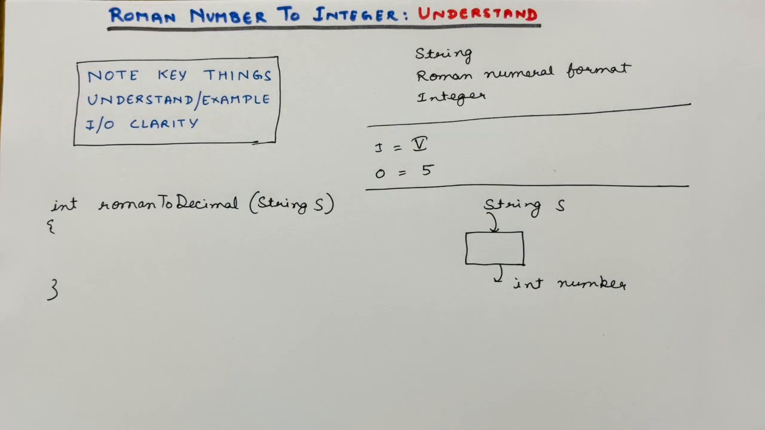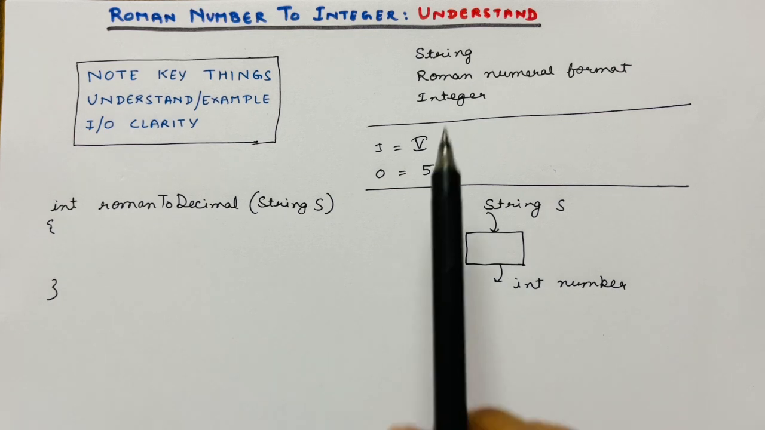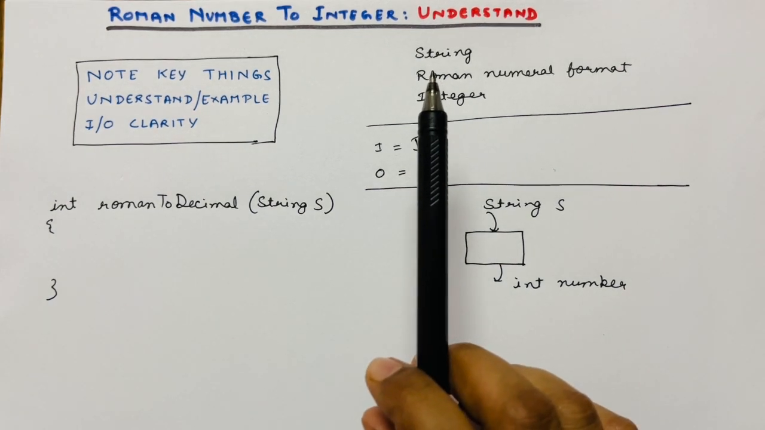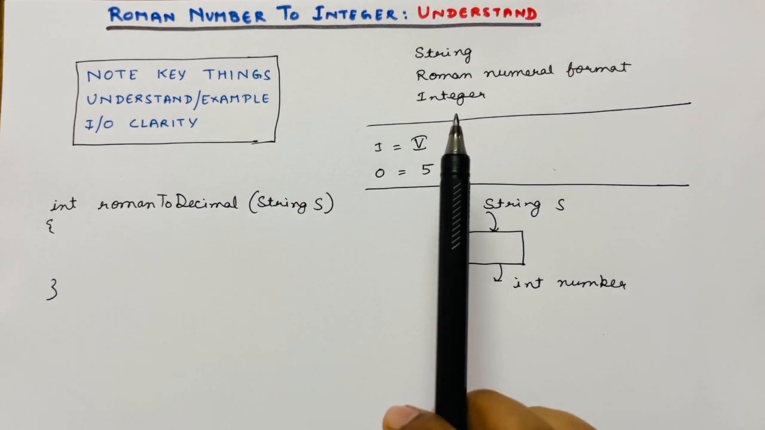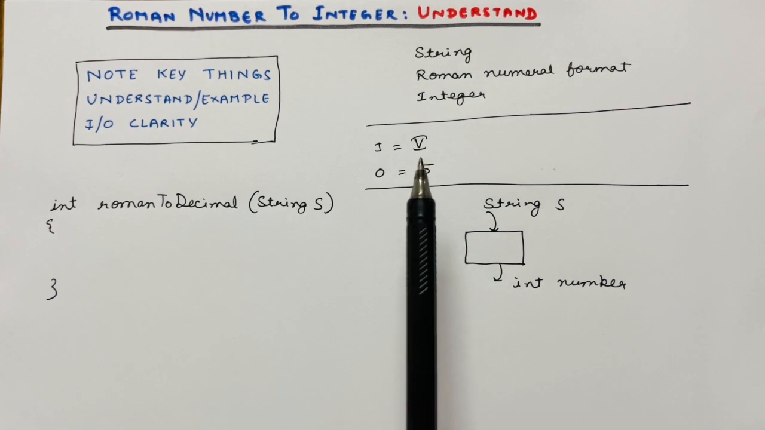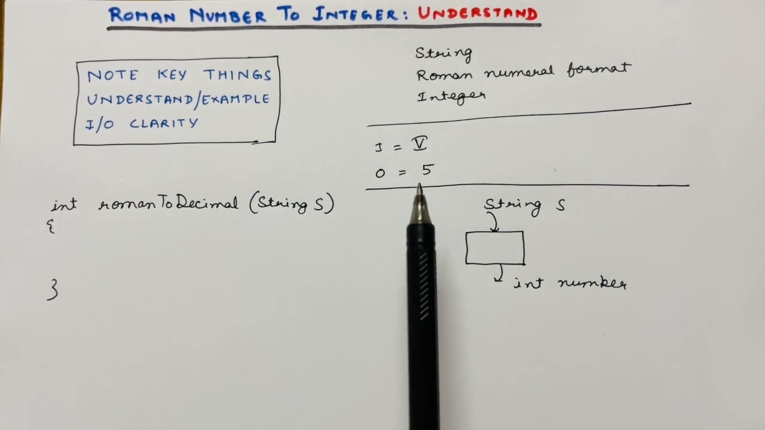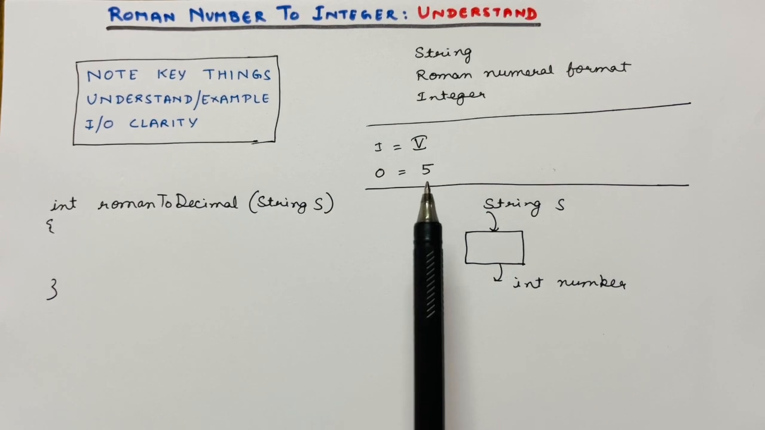Let's start. To begin with, let us first note down the key things given in the question. We are given a string. That string is in Roman numeral format and we have to return the integer corresponding to it. For example, if we are given this string, we know that this represents 5. So we will return 5.